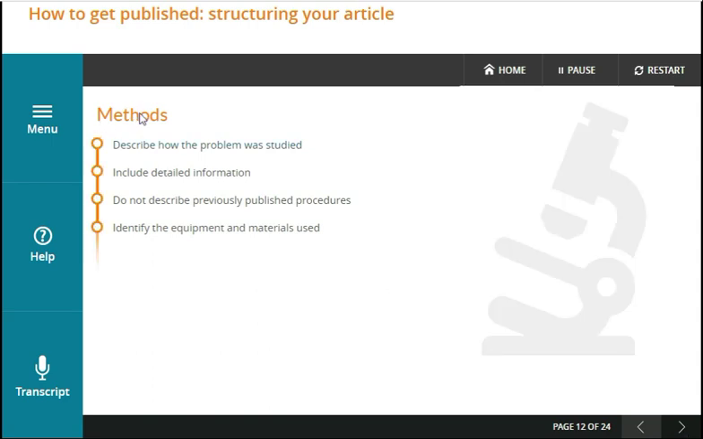The Methods section describes how you studied the problem. It is important to be detailed. A knowledgeable reader should be able to reproduce the experiment. Any previously published procedures should not be rewritten in detail. Those can be noted in the references or described in the supporting materials sections.